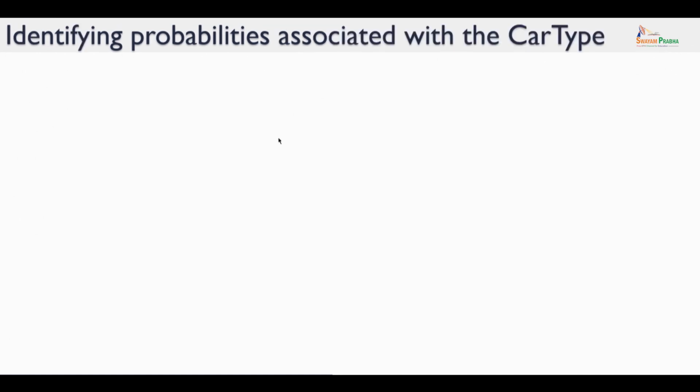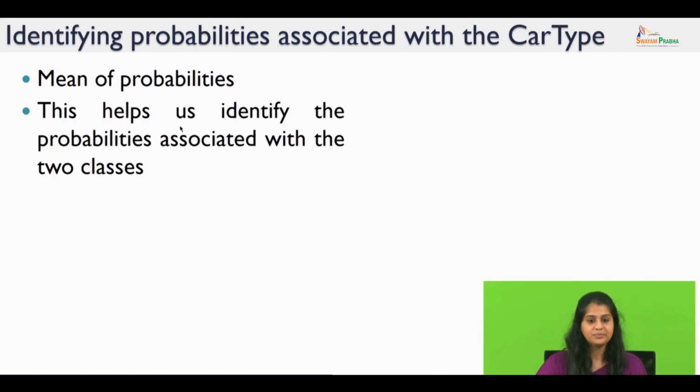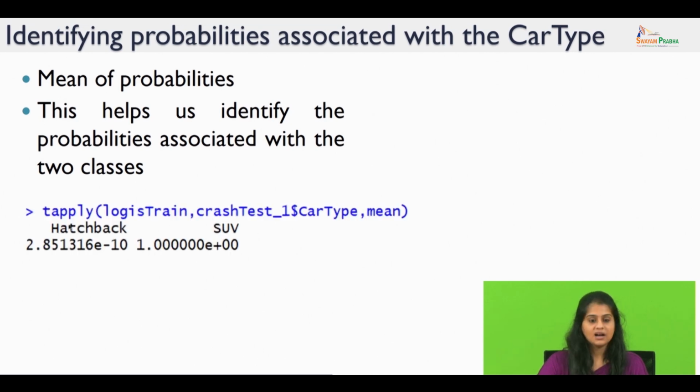To do that I am going to find the mean of the probabilities, and this will help us to identify the probabilities which are associated with the two classes. I am going to use the tapply function. Now this should ring a bell. We have learned this in the introduction to basics of R programming lecture. The input here I give as logistrain. Now I want to classify it based on the car type. So I am going to give crash test underscore 1 dollar car type, and the function I want to find is the mean, so I am giving mean as the function.